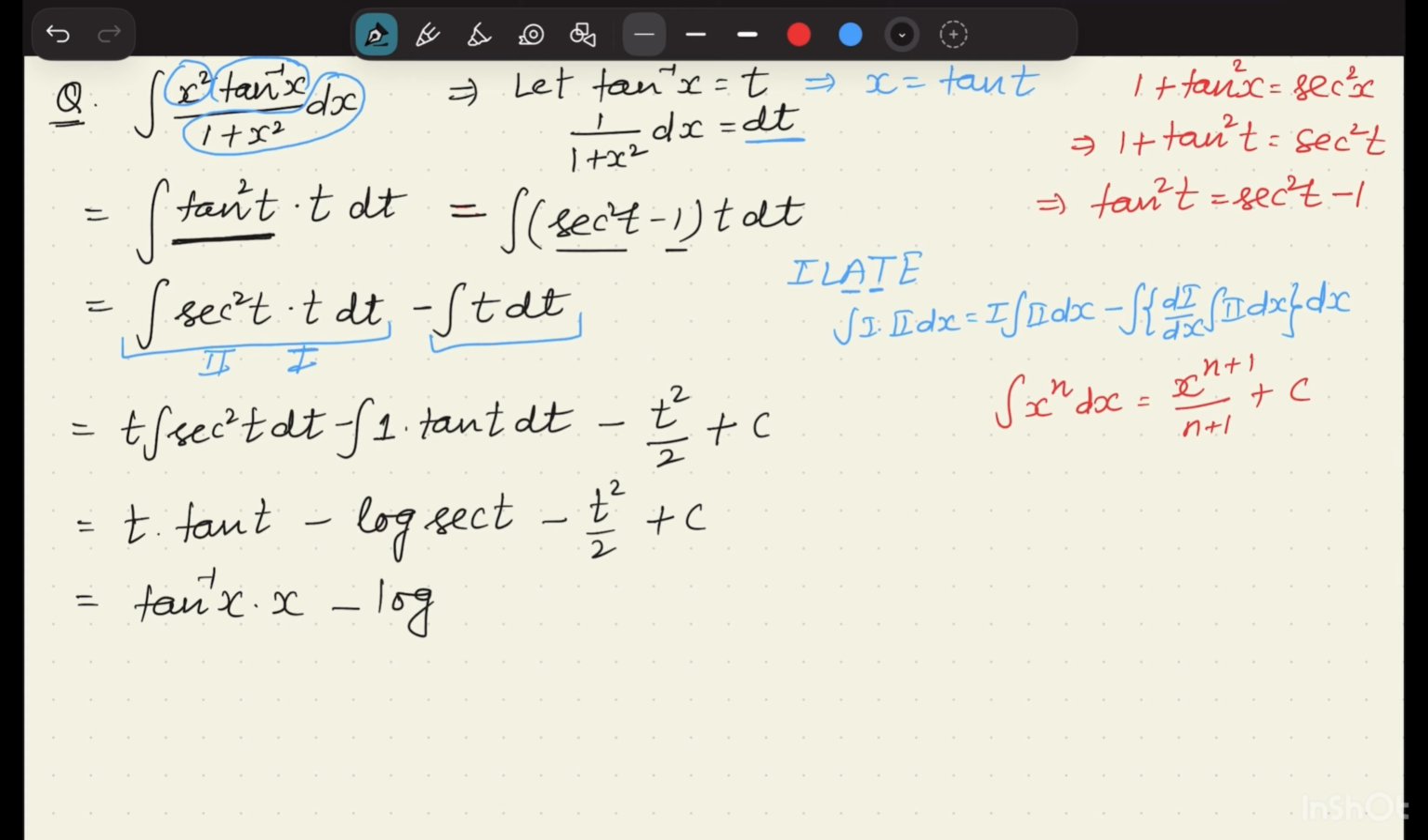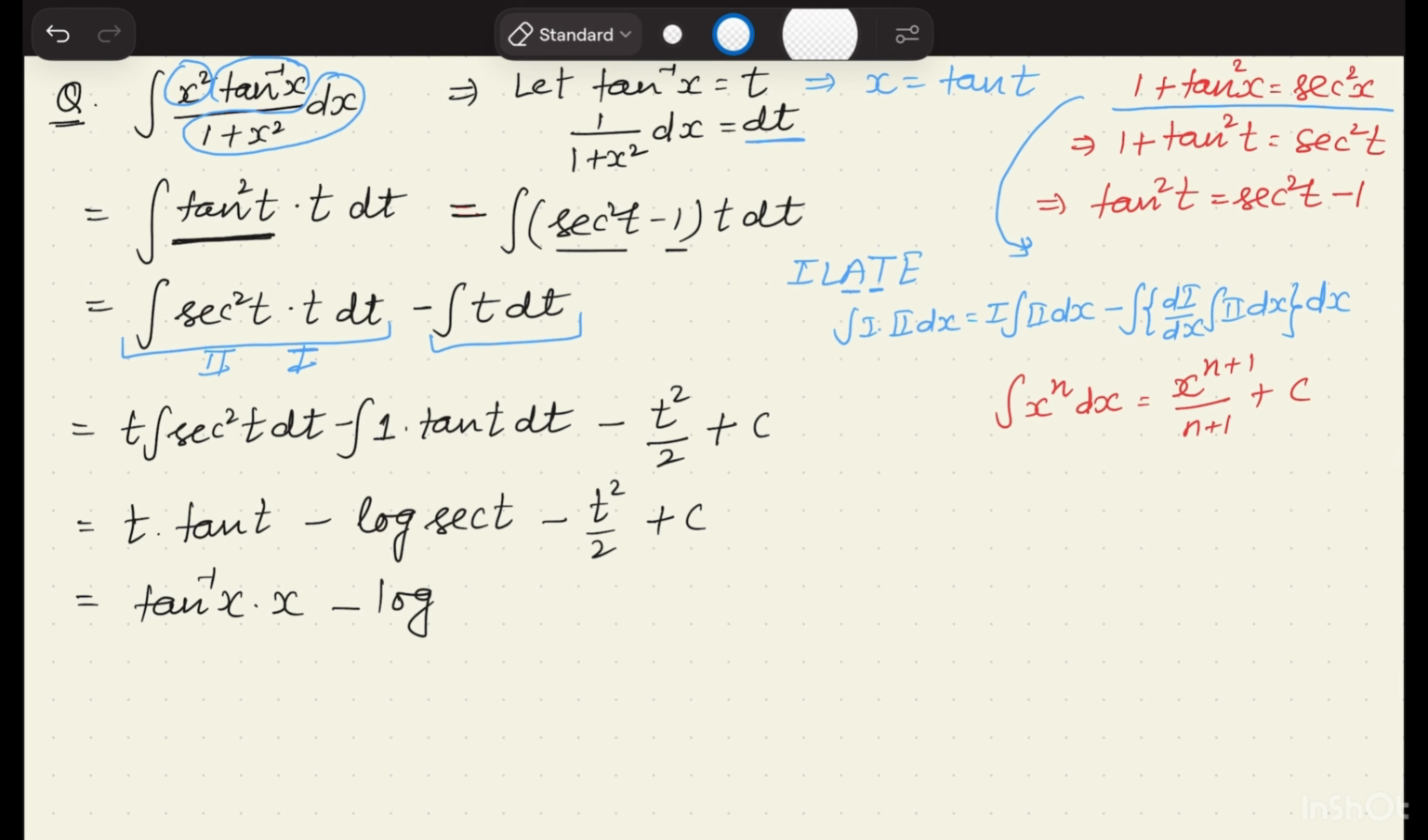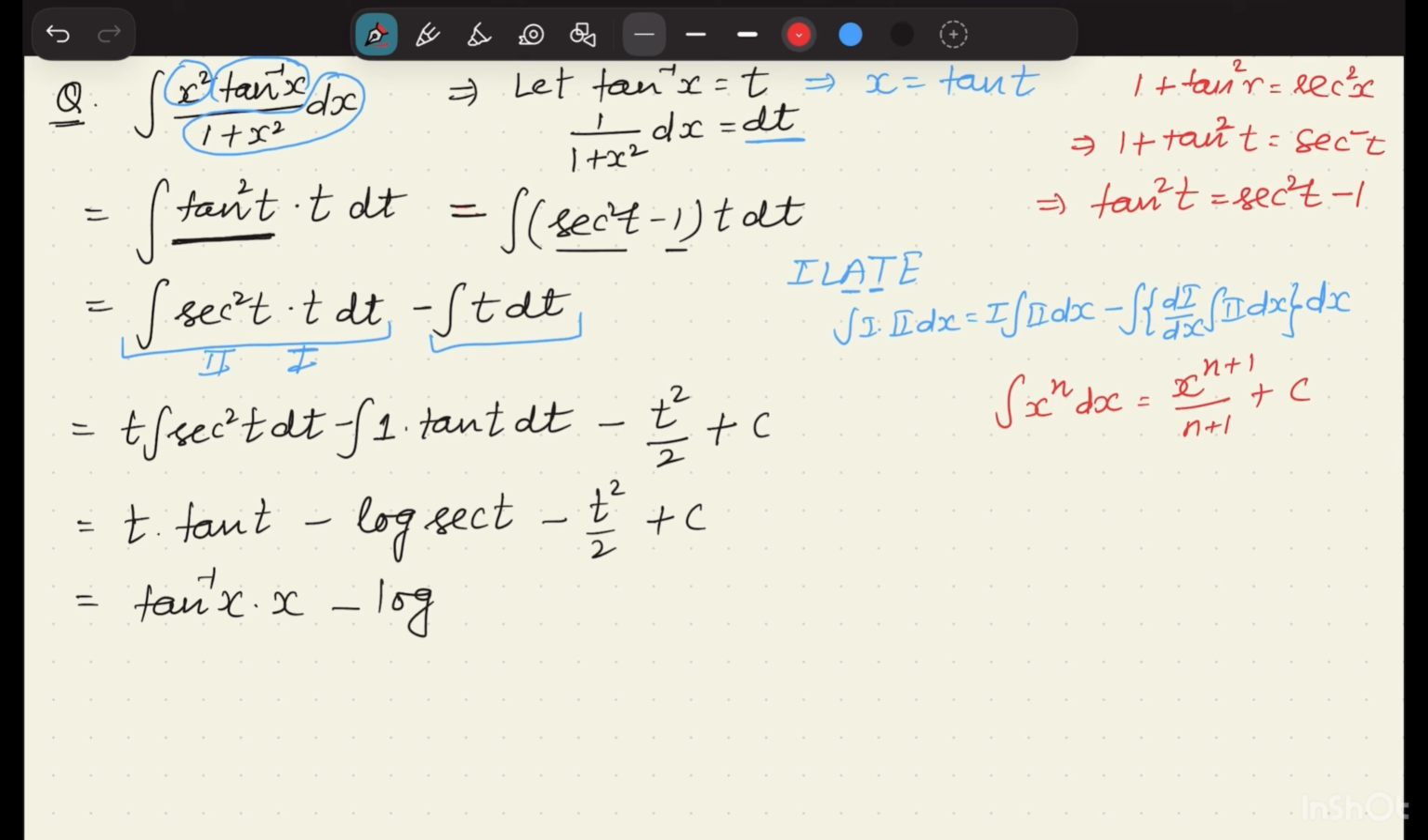Now we can write sec t in terms of t. From this equation, if we check, sec t is equal to under root of 1 plus tan square t. So we now know what sec t is. Sec t is under root of 1 plus tan square t, and tan t is x.